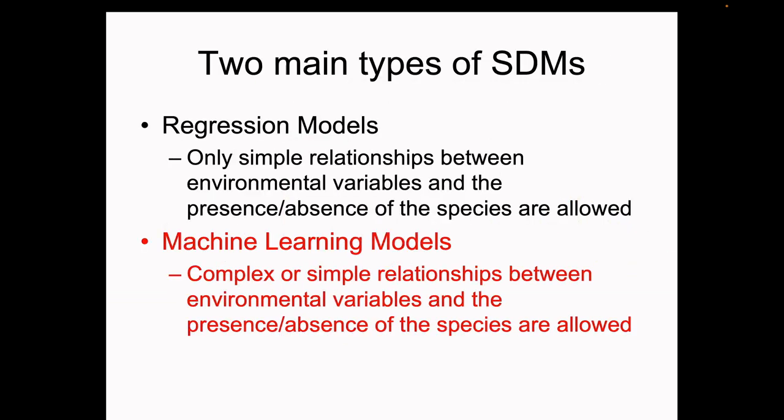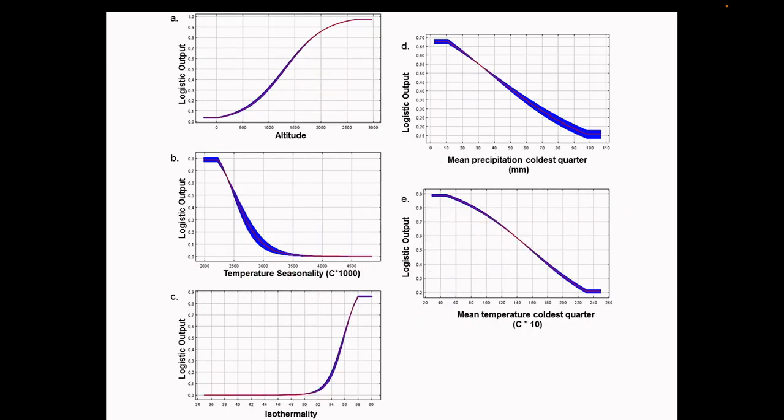As I already described, machine learning models allow for more complex relationships between the presence or absence of the species and the environmental variables of interest. So this is, again, just a contrast on these two slides. What I'm showing you now is logistic regression, which is simpler. Now I'm going to show you machine learning on the next slide, which is more complicated. So look at these nice simple curves. Now I'm going to contrast that with machine learning on the next slide.